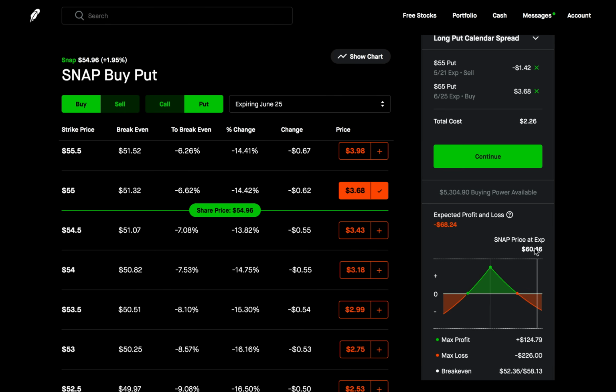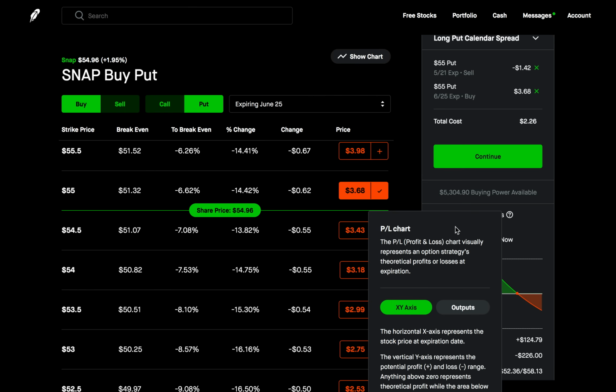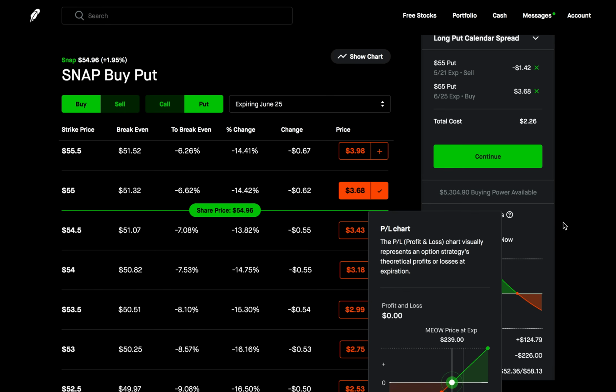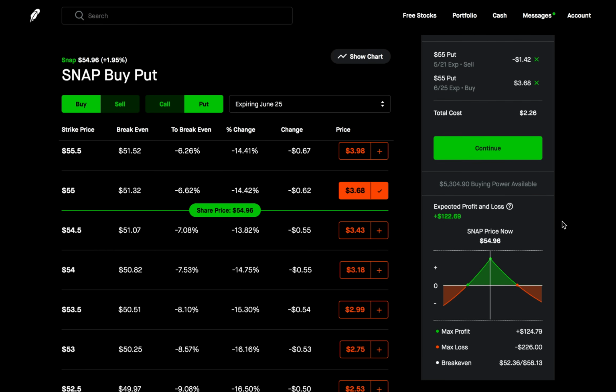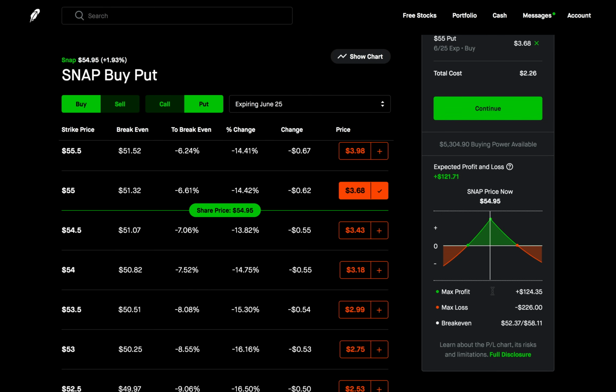I know some of you guys have had this for a while now. This is basically the profit loss chart here, which is pretty nice, pretty handy. I mean, it tells you what your max profit is, what your max loss will be, your break-even points. I'm still going to use the options profit calculator, but this is a pretty nice chart here.